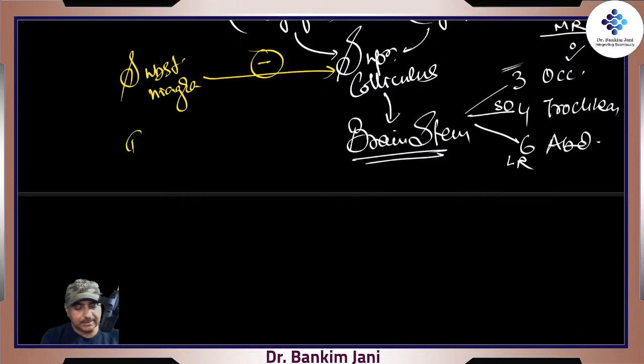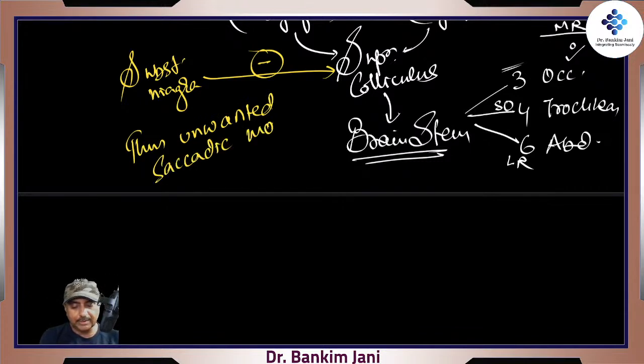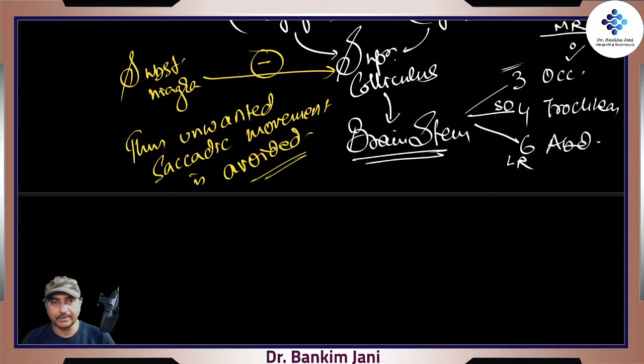So thus unwanted saccadic movement is avoided. But when anything goes wrong with the substantia nigra, that control is lost. When that control is lost, right, immediately the eyes will keep on moving like this. And this would be one of the important signs, right? That is what is called the saccadic.